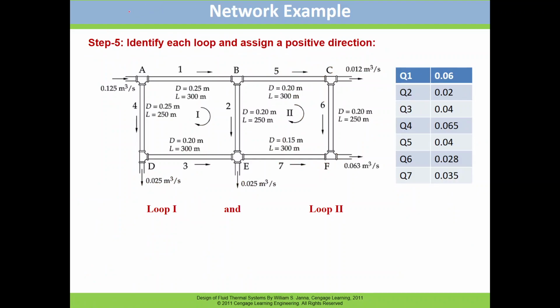Now moving to step number 5. Identify the loops and assign the positive direction. So identify the loops in your system. We have two loops. This is one loop and this is loop 2.